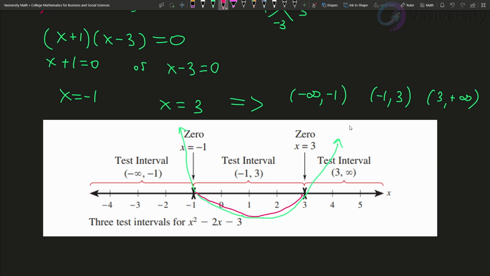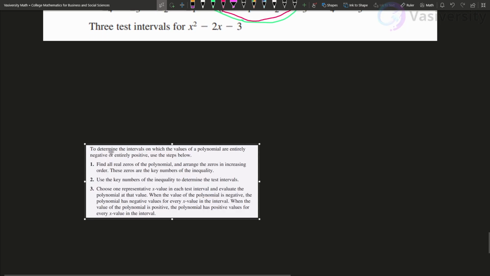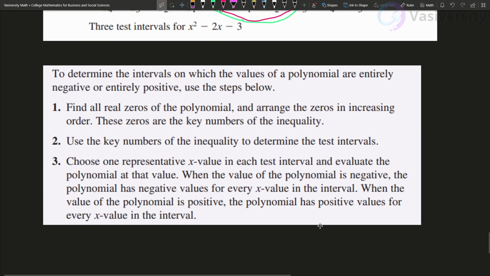This is one of the ways we can do it graphically, but sometimes graphically is not convenient. So we would have to do it algebraically first, and then draw a conclusion. What are the steps we can take to determine which interval we need? Let's outline them. The first step is to determine on which values the polynomial is entirely negative or positive: find all real zeros. We are only interested in real zeros, no complex zeros, and arrange the zeros in increasing order.